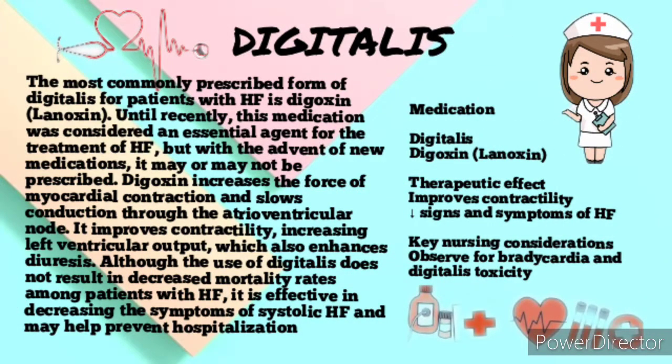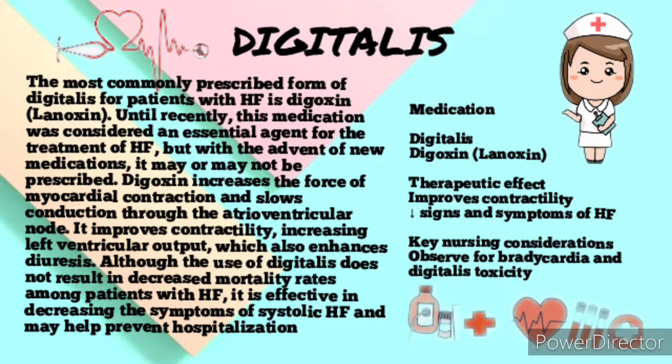Next is digitalis. The most commonly prescribed form of digitalis for patients with HF is digoxin, Lanoxin. Until recently, this medication was considered an essential agent for the treatment of HF, but with the advent of new medications, it may or may not be prescribed. Digoxin increases the force of myocardial contraction and slows conduction through the atrioventricular node. It improves contractility, increasing left ventricular output, which also enhances diuresis.